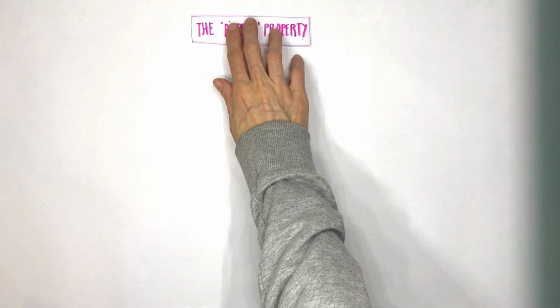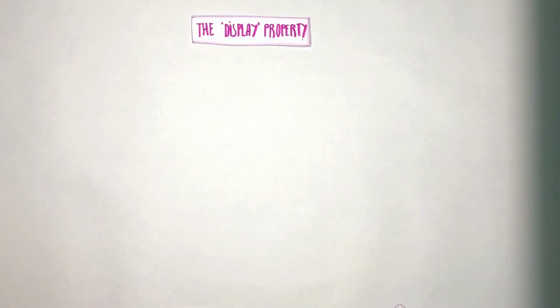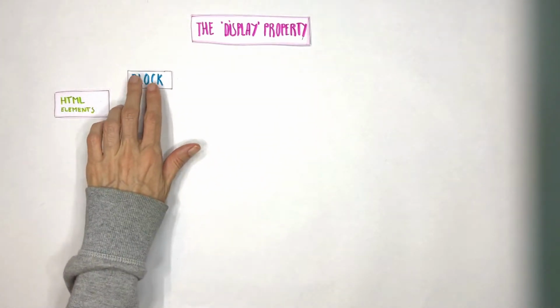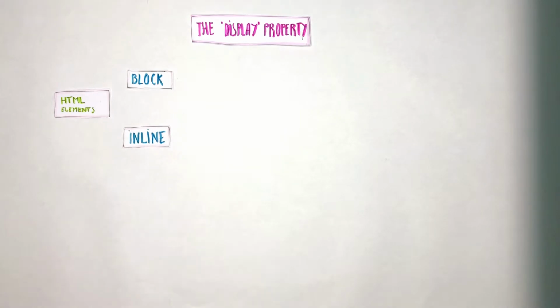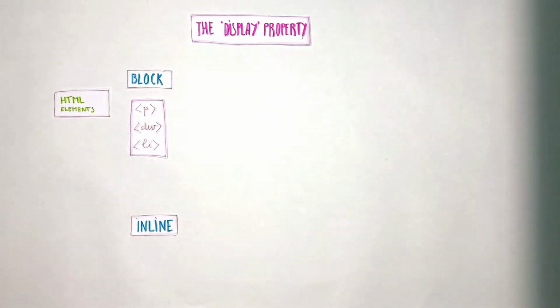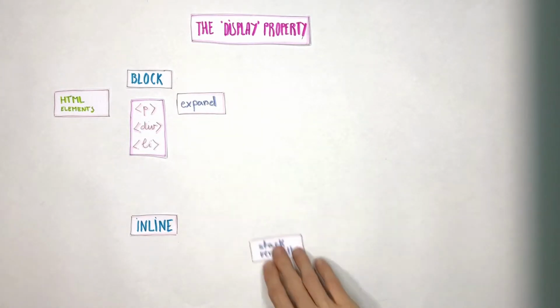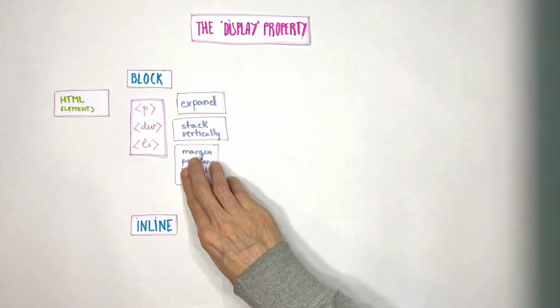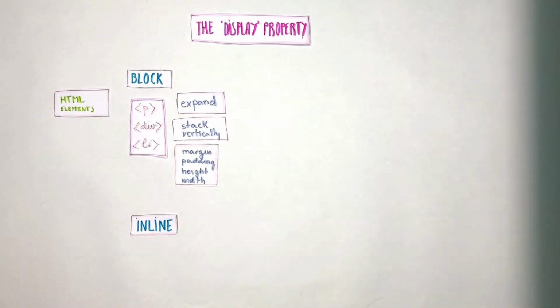There is another characteristic of HTML elements that is very important in terms of how and where they are displayed on the screen. This characteristic is whether they are block elements or inline elements. Some examples of block elements are the P, the div, and the li. By default, those elements tend to expand to fill the width of their container. They tend to have 100% of the width of the parent by default, and they stack vertically. They are displayed one below the other. To those elements, we can apply the margins, padding, height, and width properties.